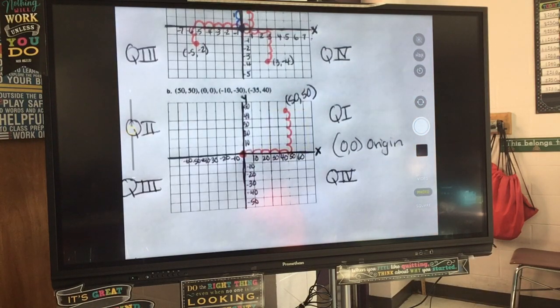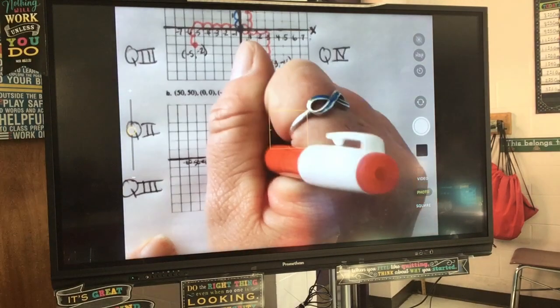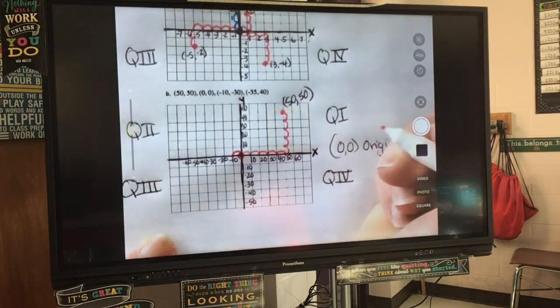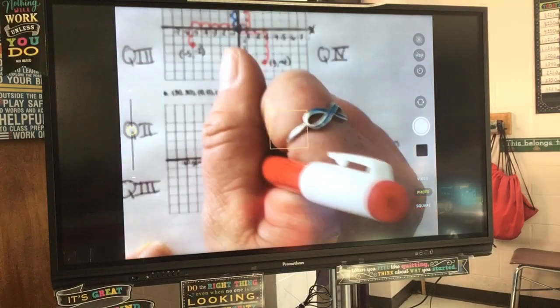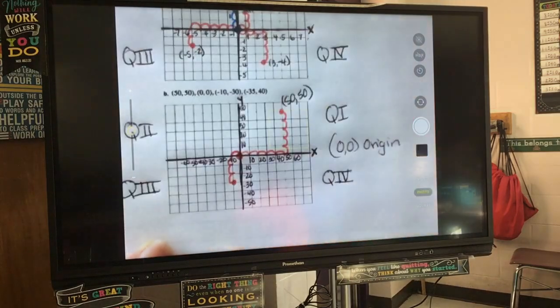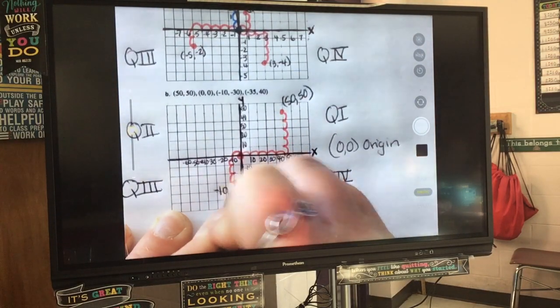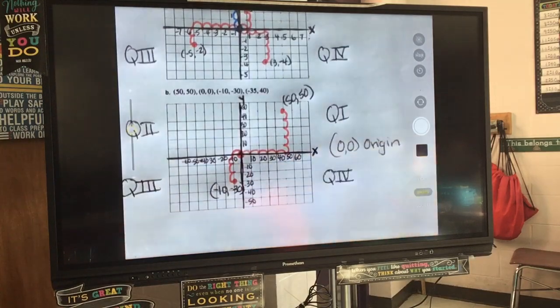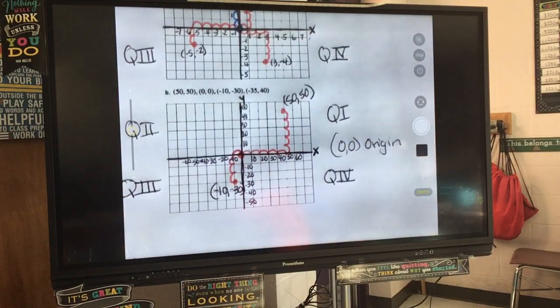All right, the next point is -10, -30. Tell me what quadrant that's going to be in and how do I get there? Andrew? Quadrant 3. And go left 10. And down 30. Okay, and then the last point is -35, 40. Where's that one going to be?